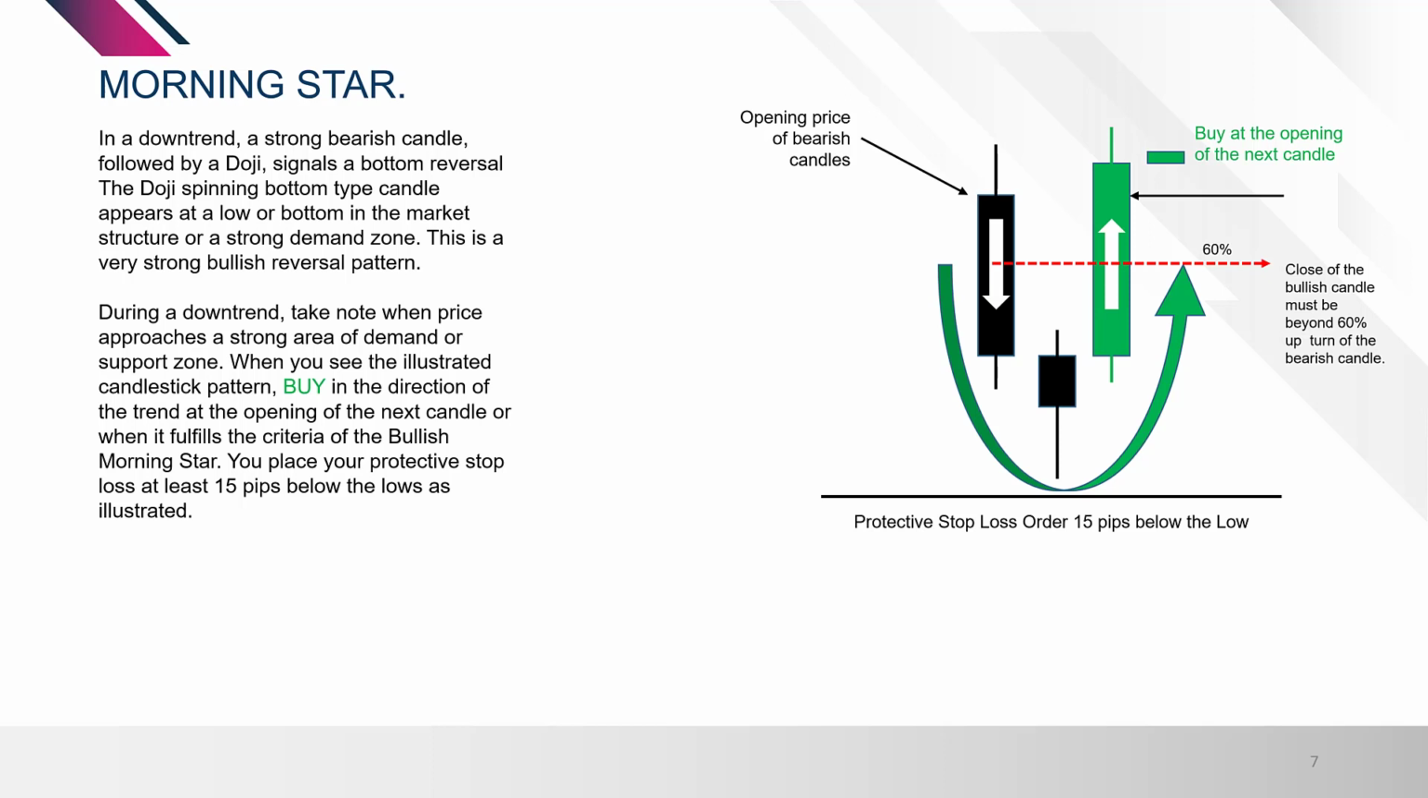During a downtrend, take note when price approaches a strong area of demand or support zone. When you see the illustrated candlestick pattern, buy in the direction of the trend at the opening of the next candle or when it fulfills the criteria of the bullish morning star. You place your protective stop loss at least 15 pips below as illustrated. Take note, the close of the bullish candle must be beyond 60% upturn of the bearish down candle as illustrated.